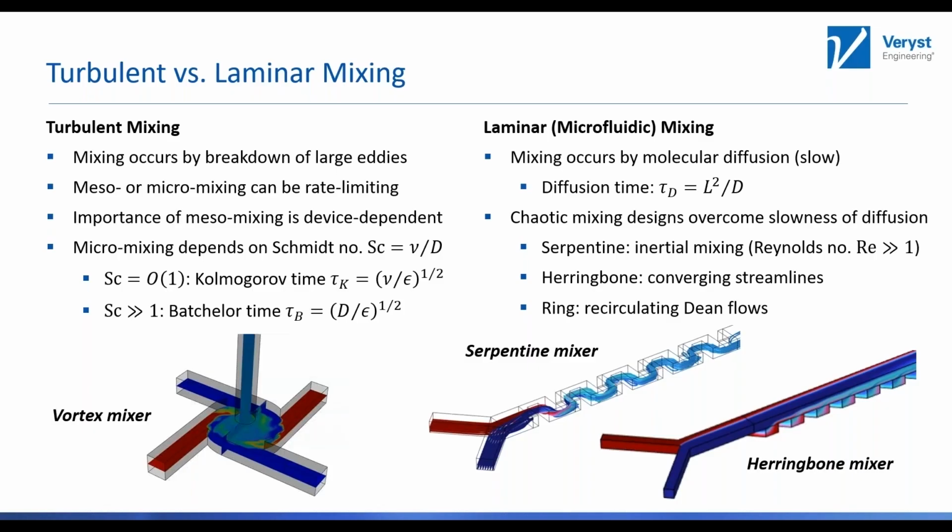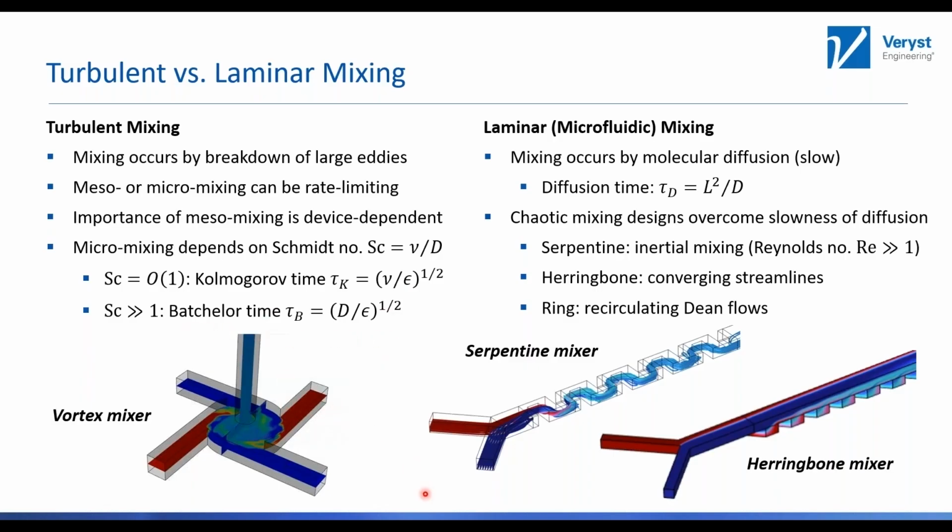And in micro mixing in particular, there are two timescales of relevance, depending on the so-called Schmidt number, which is the ratio of the kinematic viscosity of the fluid to the scalar diffusivity of the thing being transported and mixed. For moderate Schmidt numbers, you are in a Kolmogorov regime, and the mixing is dictated by the Kolmogorov timescale of turbulence. For larger Schmidt numbers, the mixing is dictated by the scalar diffusivity, and that's given by the Batchelor time.